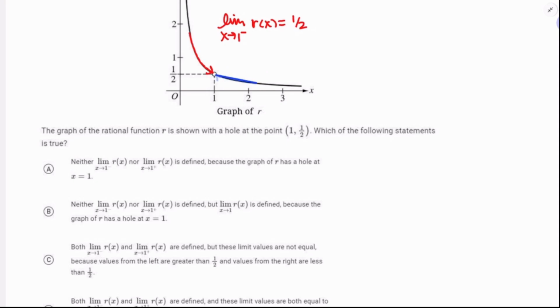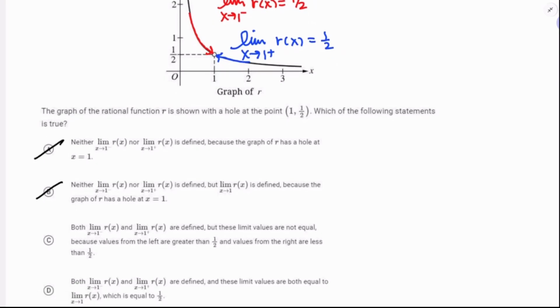The fact that it's an open circle means I can get as close to it as I want. So the limit as x approaches 1 from the positive side of r of x is also equal to 1/2. Okay, so because it said that neither of those limits is defined, I'm going to eliminate that. So it says both of them are defined. Okay, we agree on that. These limit values are not equal. No, they are. They're both 1/2. Okay, so that one's out.